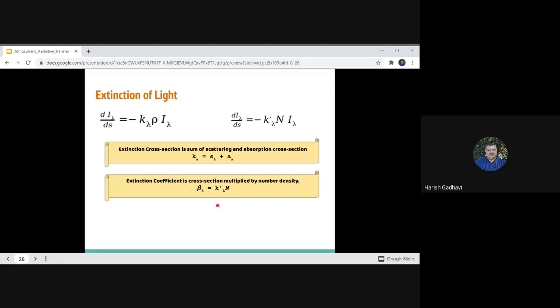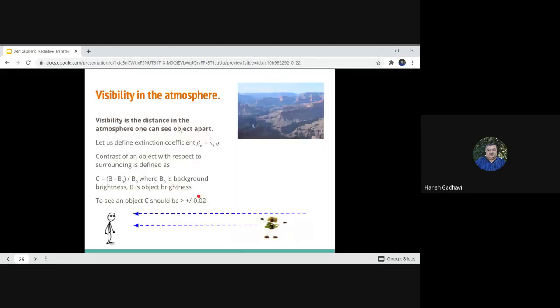And one property of the extinction coefficient, as with the extinction cross section, is that scattering and absorption can be treated separately and simply added. The same is true for the extinction coefficient.